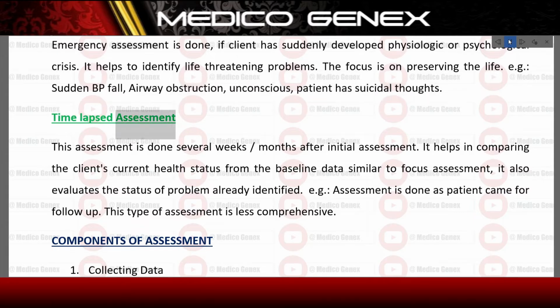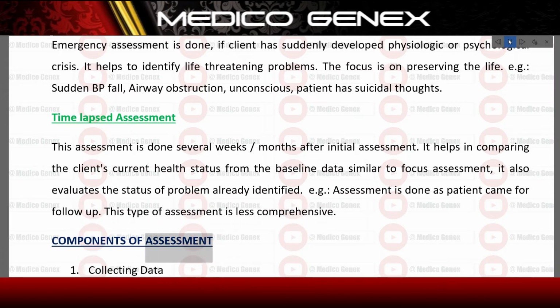Time-lapsed assessment. This assessment is done several weeks or months after initial assessment. It helps in comparing the client's current health status with the baseline data, similar to focus assessment. It also evaluates the status of problems already identified. E.g., assessment is done as the patient came for follow-up. This type of assessment is less comprehensive.